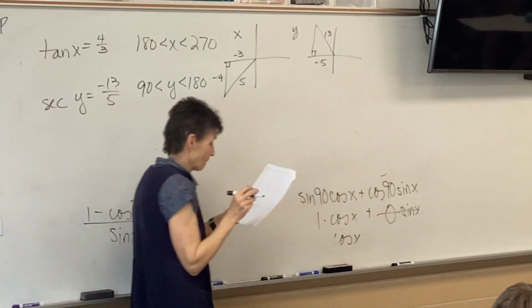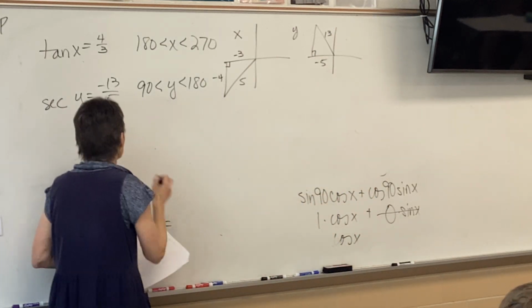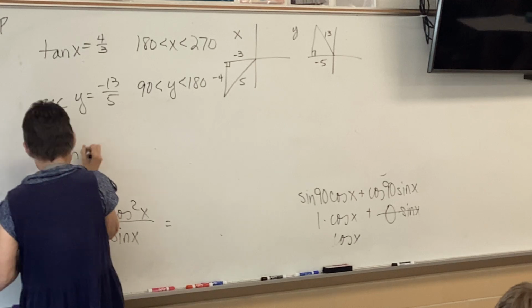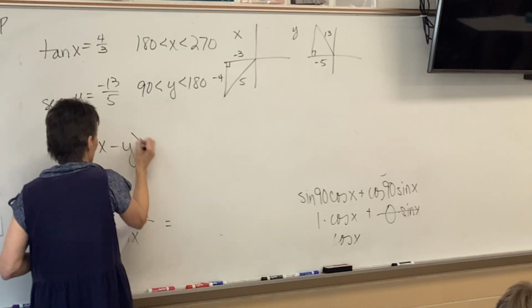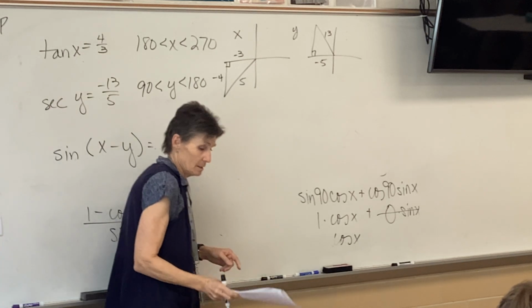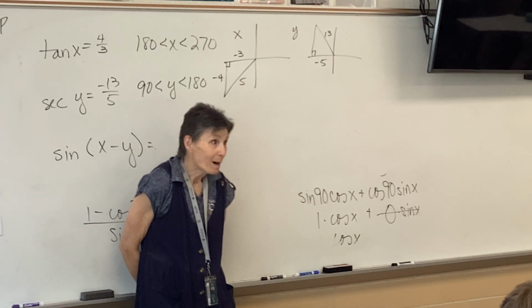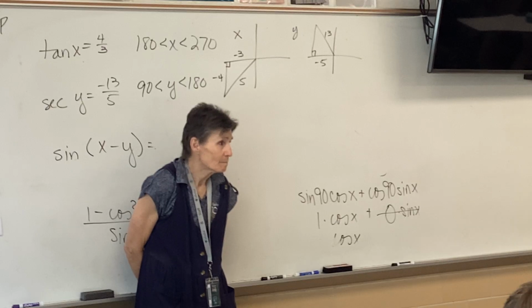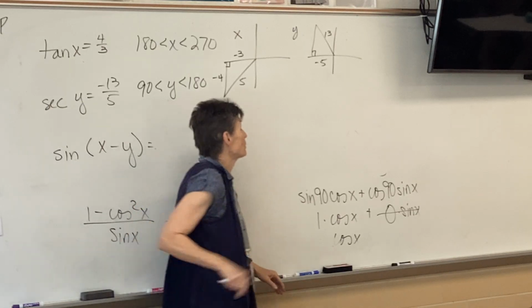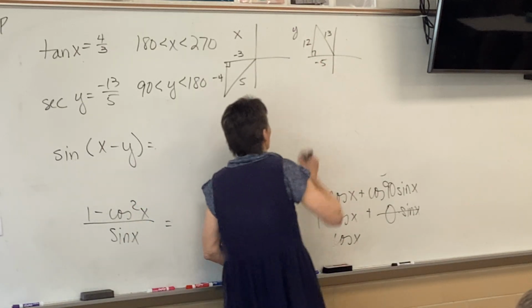Okay? So I need to do the Pythagorean theorem. 13 squared minus 5 squared is 144, so that's 12. Positive 12.